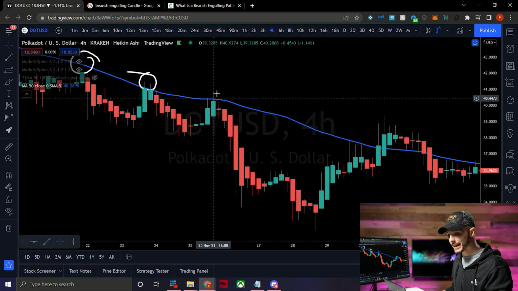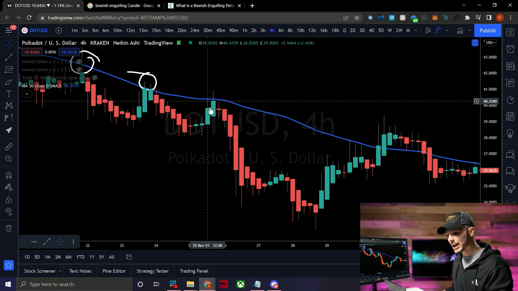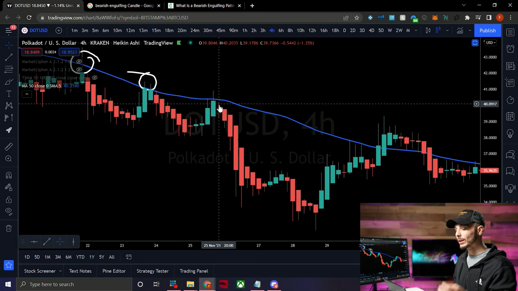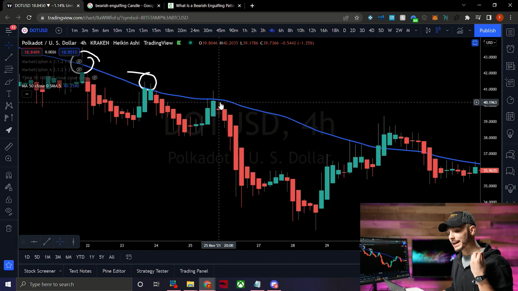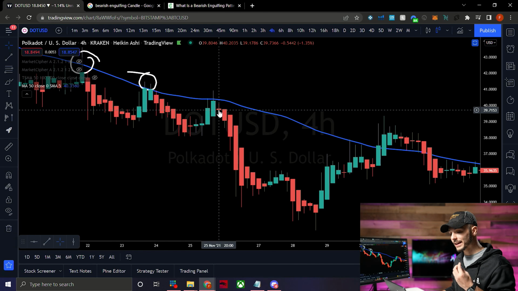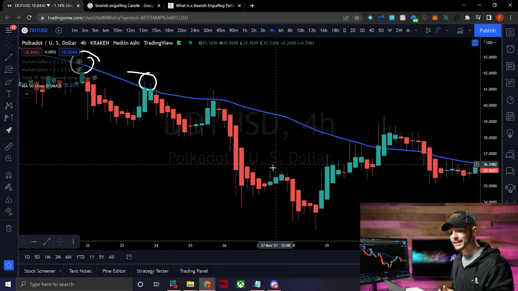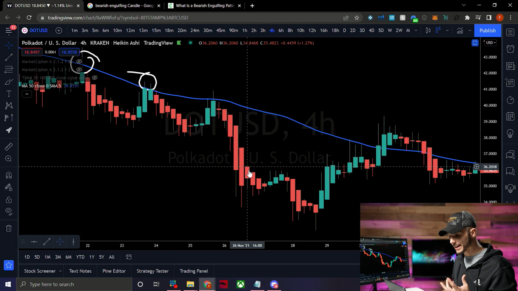So you can see here, we came up and tested the moving average, and then we printed a red doji candle, where you have a wick on the top and a wick on the bottom. This is showing that there's indecision in the market. It doesn't know if it wants to go up or down. Now, a lot of people confuse these when they print as a red candle. A lot of people think that when they see these candles, it means that the trend is automatically going to reverse to the downside. And granted, that is what happened here. That is not always the case 100% of the time.